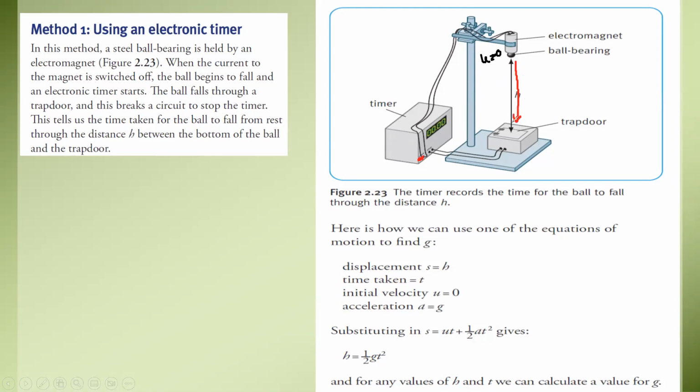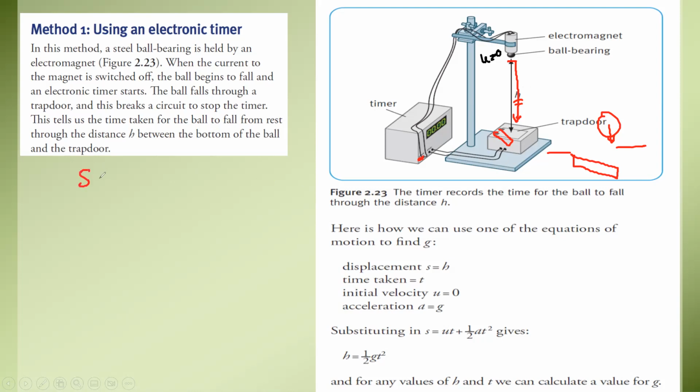When the ball falls and hits the trap door, this will break the circuit. The trap door will change position. Initially it was connected to the circuit, but the moment the ball hits the trap door, it breaks the circuit. When it breaks the circuit, the timer will stop. So that is the time taken by the ball bearing to fall from a certain height. Again, we change the height, dropping the ball from different heights, and we get the time it takes to fall.